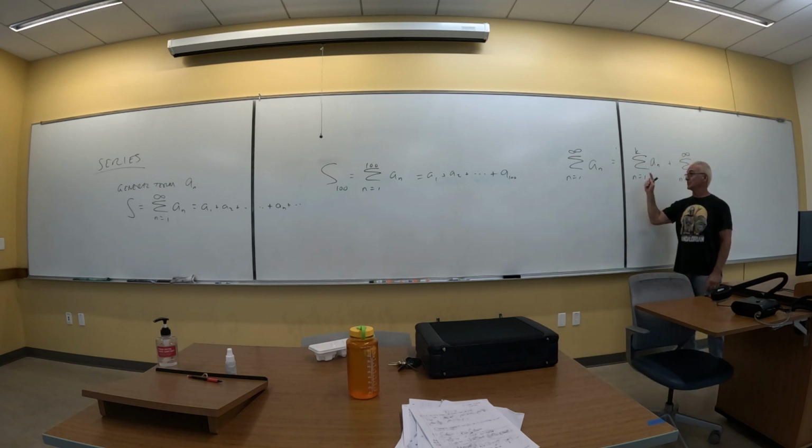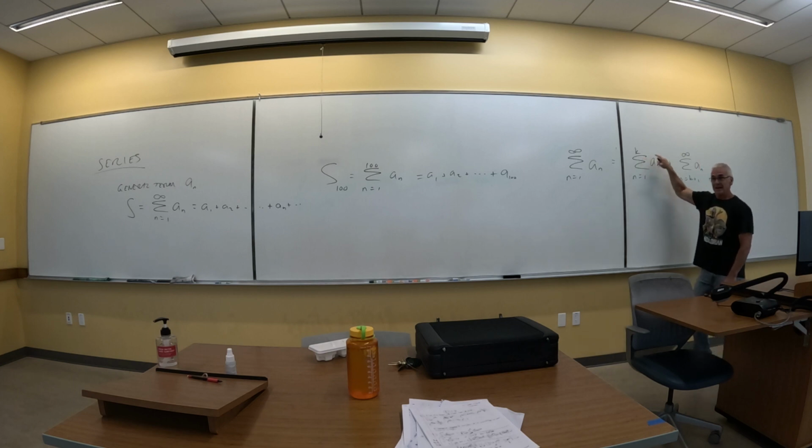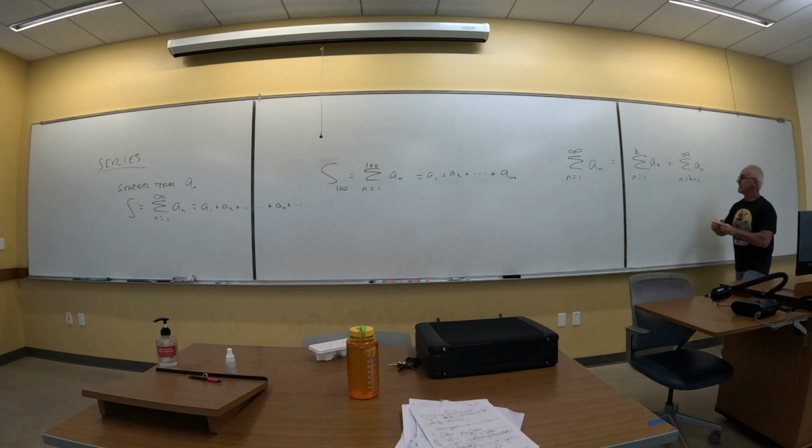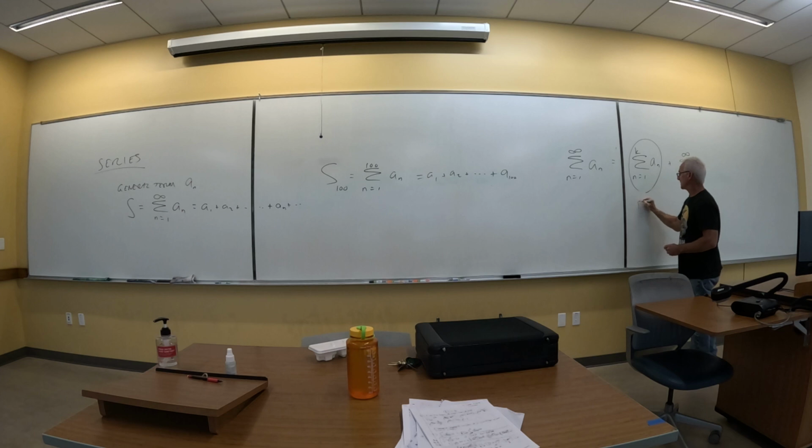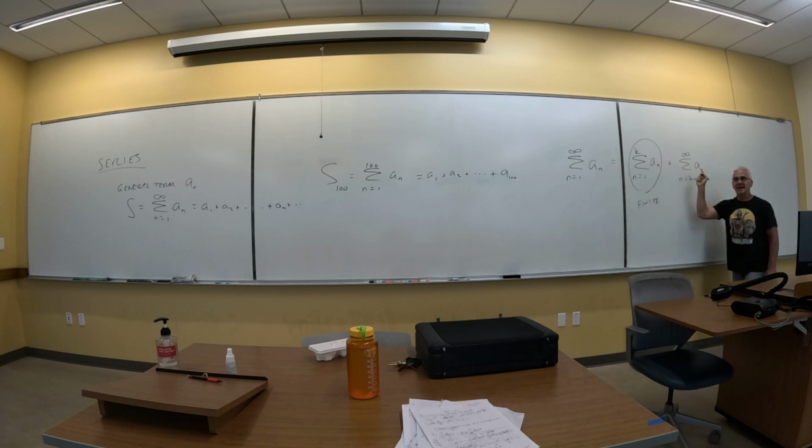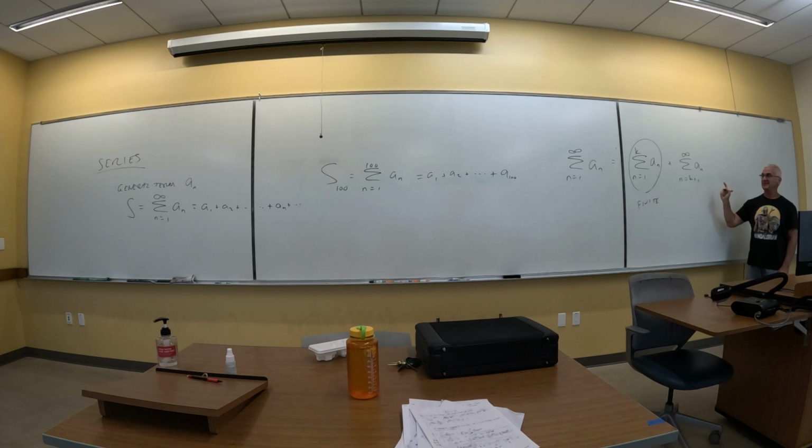Is this true? Yes, it is. This says add up the first K terms, and now add up all the rest. This is always finite. If this diverges, it's because everything else diverged. Now, what if this part converges? Then I just add these two pieces up. Now here's why this is important.